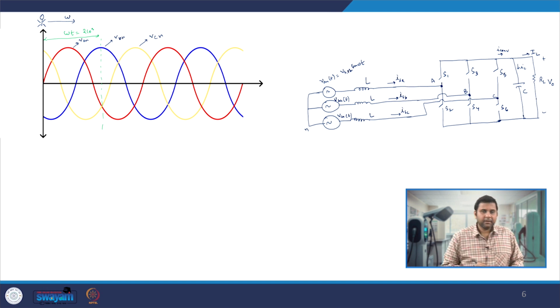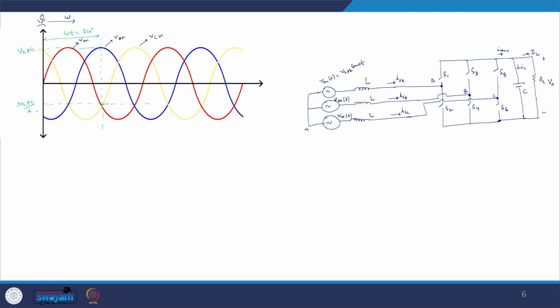Now at that 210 degrees, from the B phase you are applying Vs peak, and from the A and C phases you are applying minus Vs peak by 2. So now let us try to draw the resultant. You have the A axis, the B axis, and the C axis. Now let us see what my resultant value will be, which has been applied.